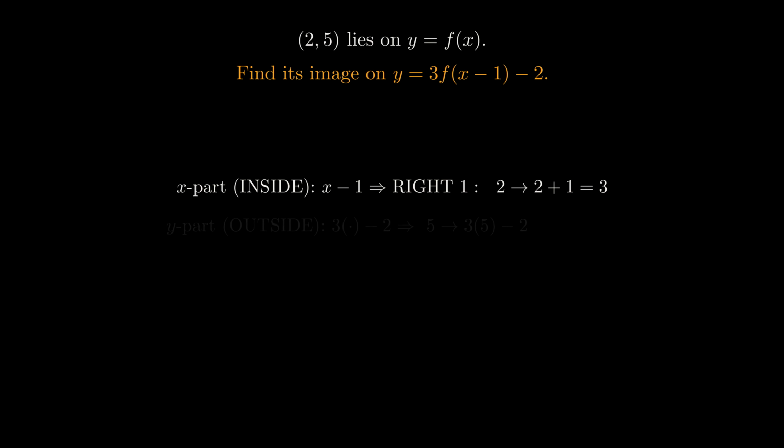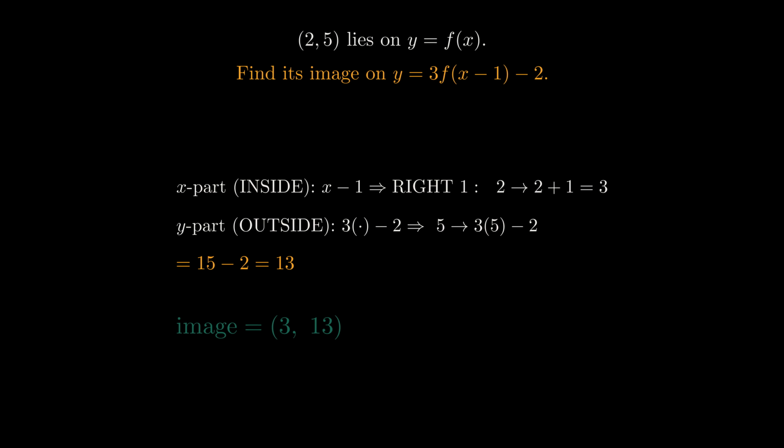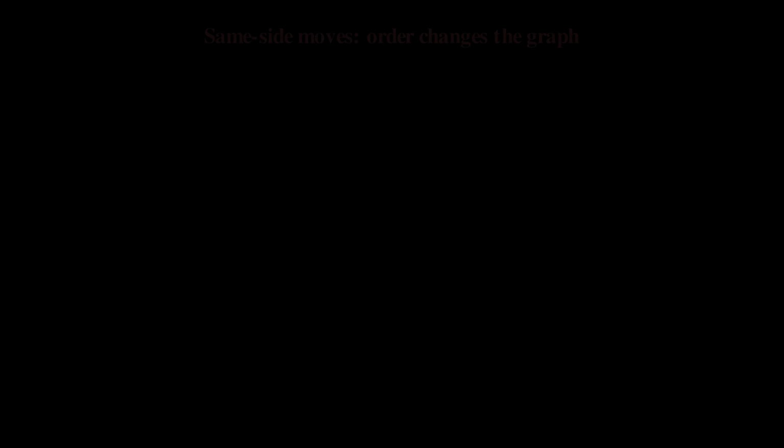The y-coordinate is governed by everything outside f, applied as written. Multiply by 3, then subtract 2. So 5 becomes 3 times 5 minus 2, which is 13. The image is the point (3, 13). Inside handles x, outside handles y. Two tiny sums, done.